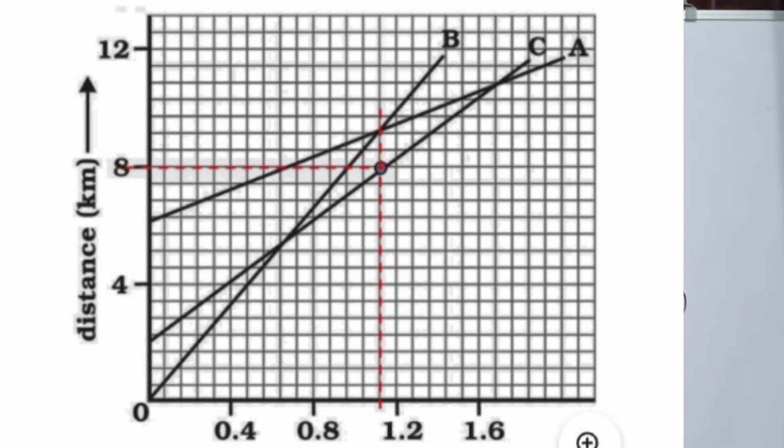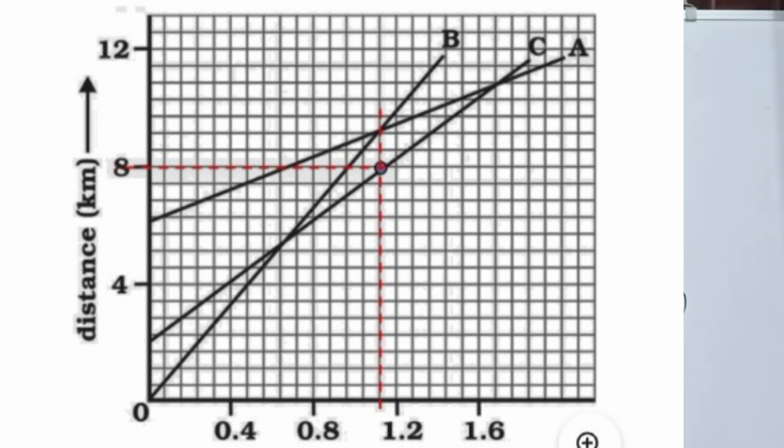On the left hand side we can see the distance. Here the scale taken is 4, 8, 12 like that, so each step has a 4 kilometer difference. When we count the number of boxes, we can see that 7 small boxes make 4 kilometers. So what will be the value of one small box? Yes, that will be 4 by 7 kilometers.